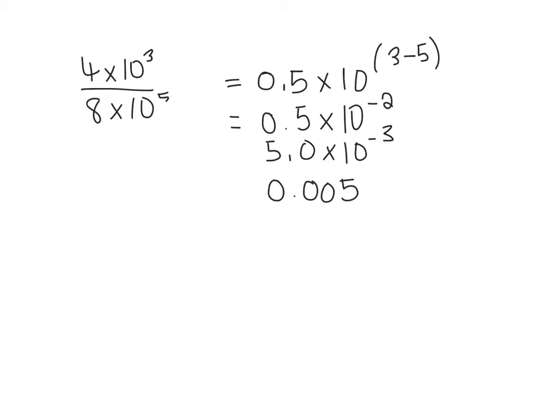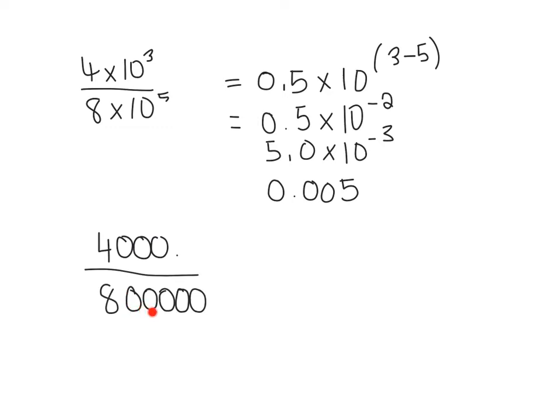So the other way to do it, to expand, would be 4. So the positive 3 here tells us that the decimal place is moved 3 spots, and it's positive, so it's a big number. So 4,000, so our decimal would go there. So then 8 times 10 to the 5 would be 1, 2, 3, 4, 5. So we have moved the decimal 5 spots. So put that in your calculator and you get 0.005.